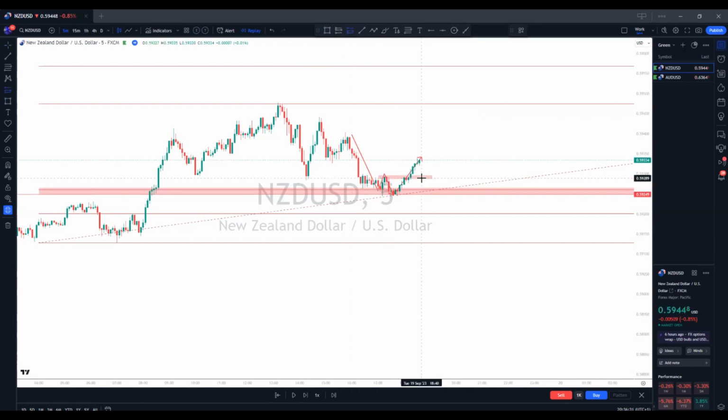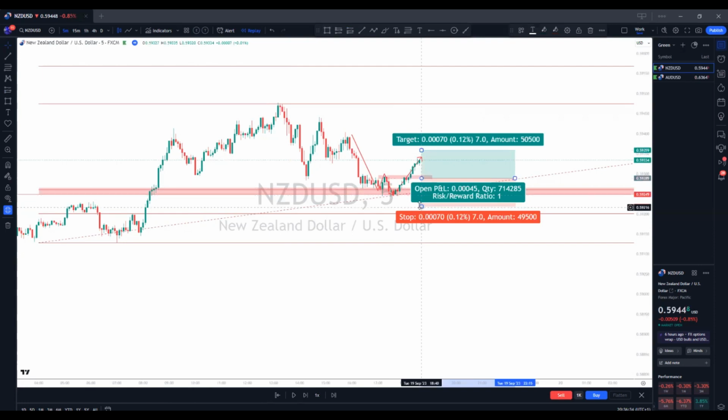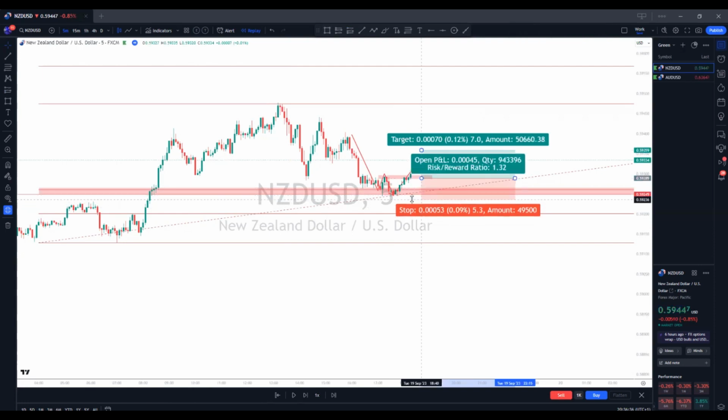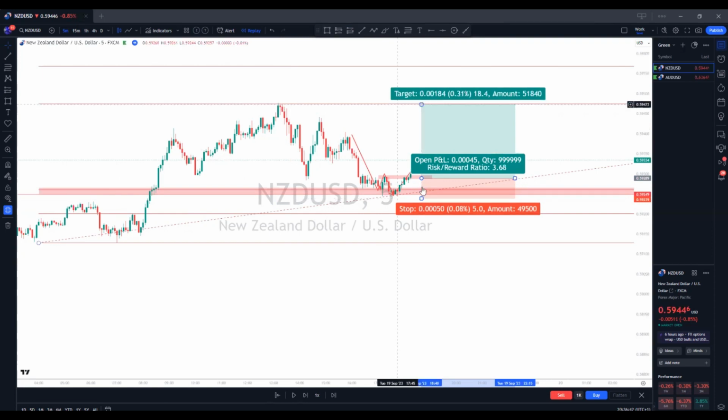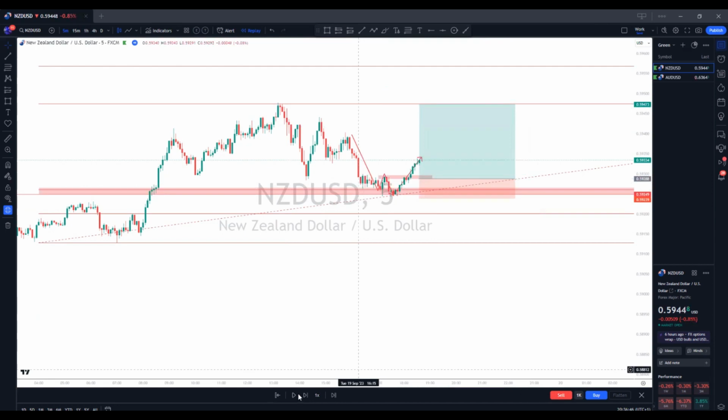What I'm looking for now is for price to come back and tap inside that zone so that we can buy. Stop loss is going to be a few pips below here. And where are we going to target? The 1 hour high, somewhere around here. Do you understand? So let's see how it basically played out. Did price come back to the test or not? Let's see.